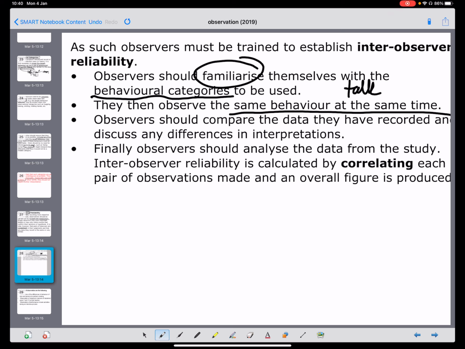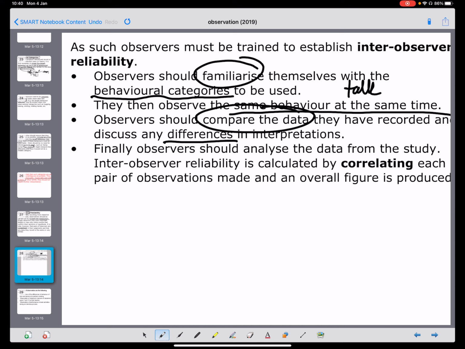Okay, and we define the behavioral categories as to what is aggressive behavior, and they are going to be tallying up the aggressive behavior. But of course they have to observe the same behavior at the same time, and they've got to be independent. So in other words, one observer observes from the one-way mirror, and the other observer observes standing right next to them, but they keep their data to themselves. Once they've done that, they compare the data and see whether they have any differences.